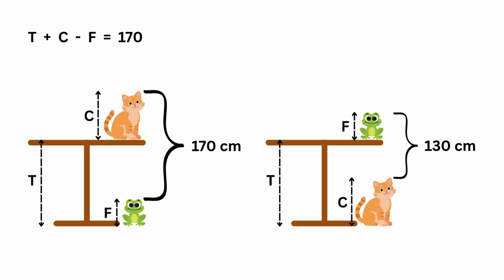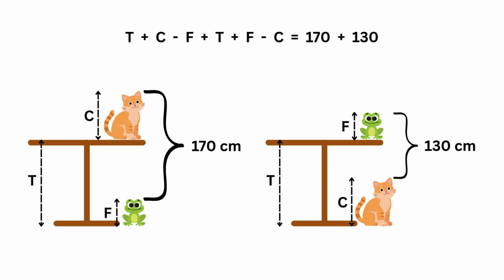Now let's look at the second picture. This time 130 centimeters is the difference between the top of the frog's head and the top of the cat's head. So we take the height of the table plus the height of the frog and then subtract the height of the cat. That gives us our second equation.